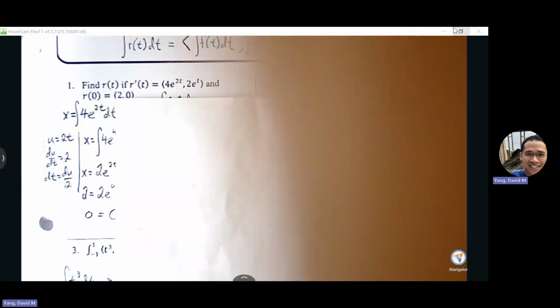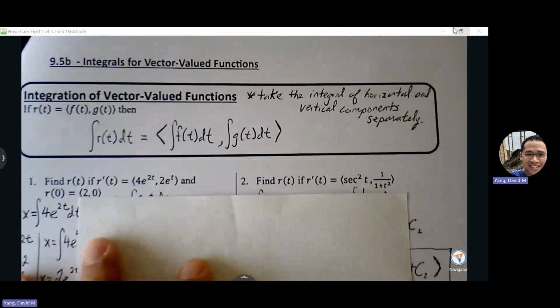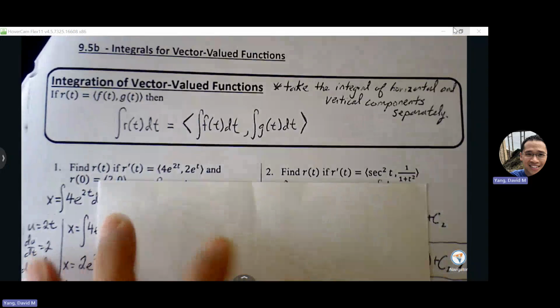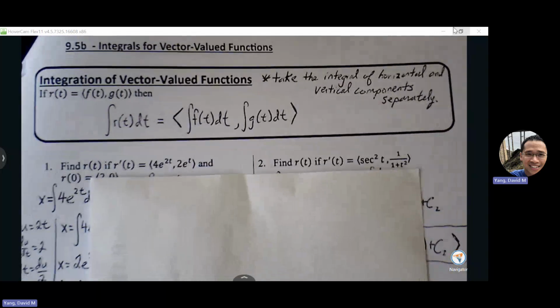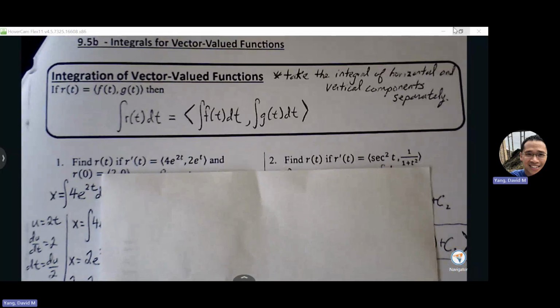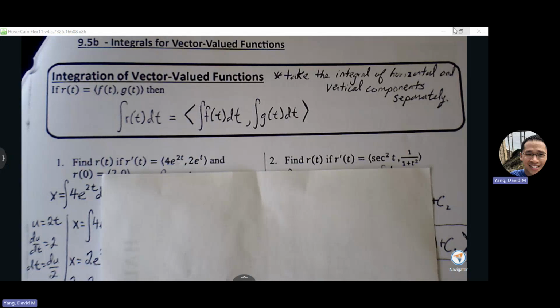Okay, integrals of a vector valued function are exactly what you would expect. You will take the antiderivative of your x and y components separately. And if they give you an ordered pair, you can solve for that plus c and put it back into place. So this is the second part of 9.5.